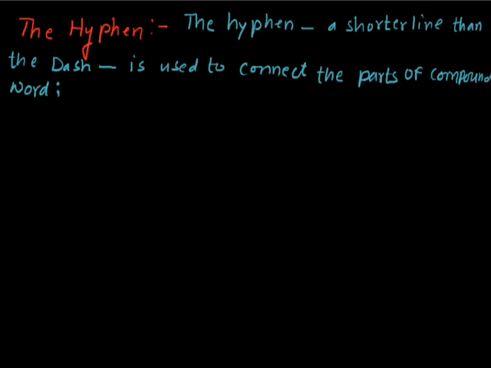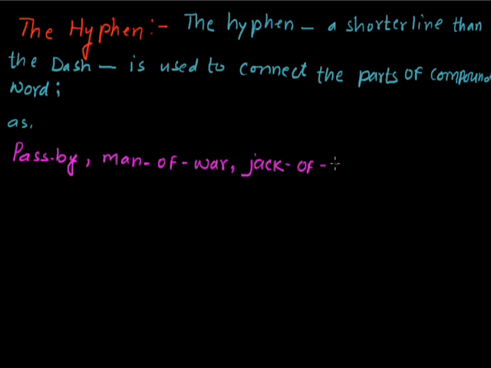For instance, when I say passerby, man of war, Jack of all trades, so we use the hyphen to connect the parts of a compound word. Whenever we have a compound word, we can connect them with the use of a hyphen. Okay.